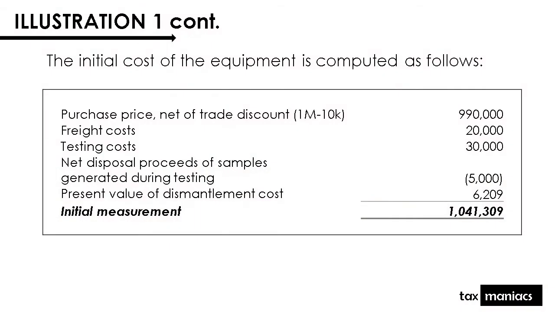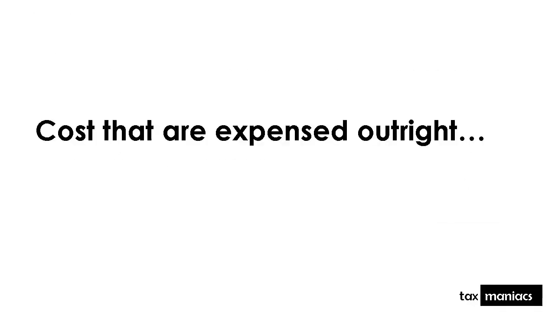It goes like this. Purchase price is 1 million, minus net of trade discount, which is 10,000, equals 990,000, plus freight cost, which is 20,000, plus testing cost, which is 30,000, minus net disposal, which is 5,000, plus present value of dismantling cost, which is 6,209, equals 1,041,209. Your initial measurement is 1,041,209.